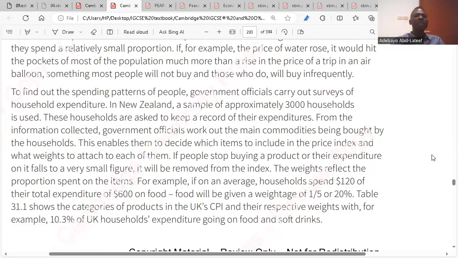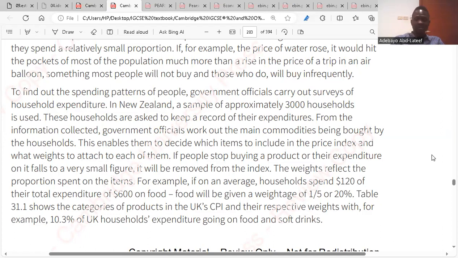So from the information collected, government officials work out the main commodities being bought by the households. This enables them to decide which items to include in the price index and what weights to attach to them, which we talked about. So the weight reflects the proportion spent on the item. For example, if an average household spends $120 of their total expenditure of $600 on food, food will be given a weight of 1/5 or 20%.